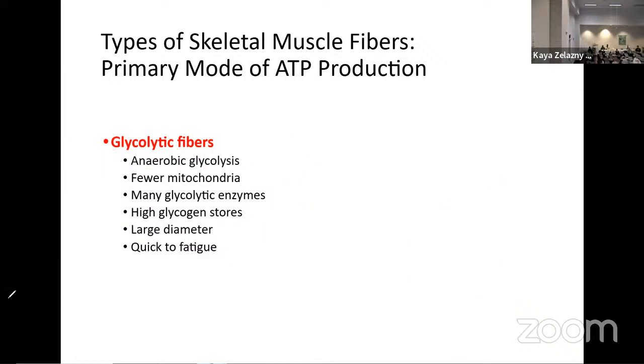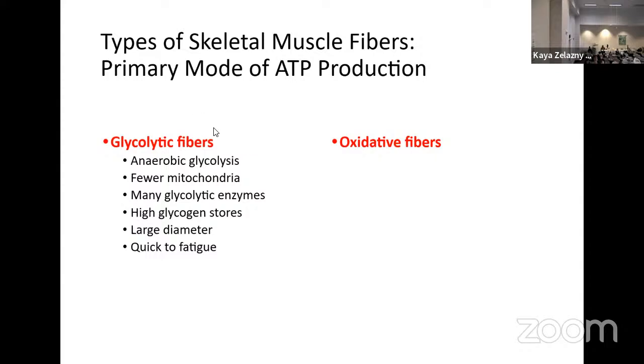The other thing that happens to be true about glycolytic fibers is that since we're trying to do these strong movements quick, we're going to have lots of glycogen in these fibers ready to give us glucose, which is helpful because this is not a terribly efficient process. We're not getting a lot of ATP per glucose molecule, so it's helpful if we have a lot of glucose stored in glycogen.